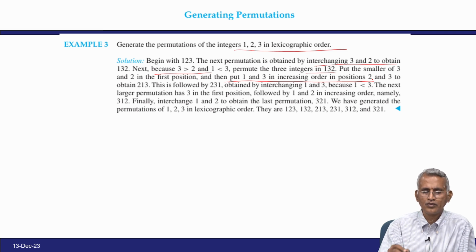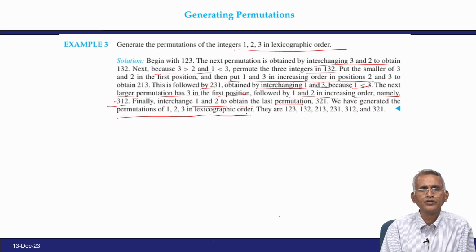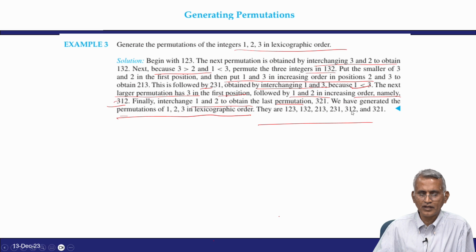This is followed by 2, 3, 1, obtained by interchanging 1 and 3 because 1 is less than 3. The next larger permutation has 3 in the first position followed by 1 and 2 in increasing order, namely 3, 1, 2. Finally, interchange 1 and 2 to obtain the last permutation 3, 2, 1. We have generated the permutations of 1, 2, 3 in lexicographic order: 1, 2, 3; 1, 3, 2; 2, 1, 3; 2, 3, 1; 3, 1, 2; and 3, 2, 1. So, this way we can do the lexicographic order.